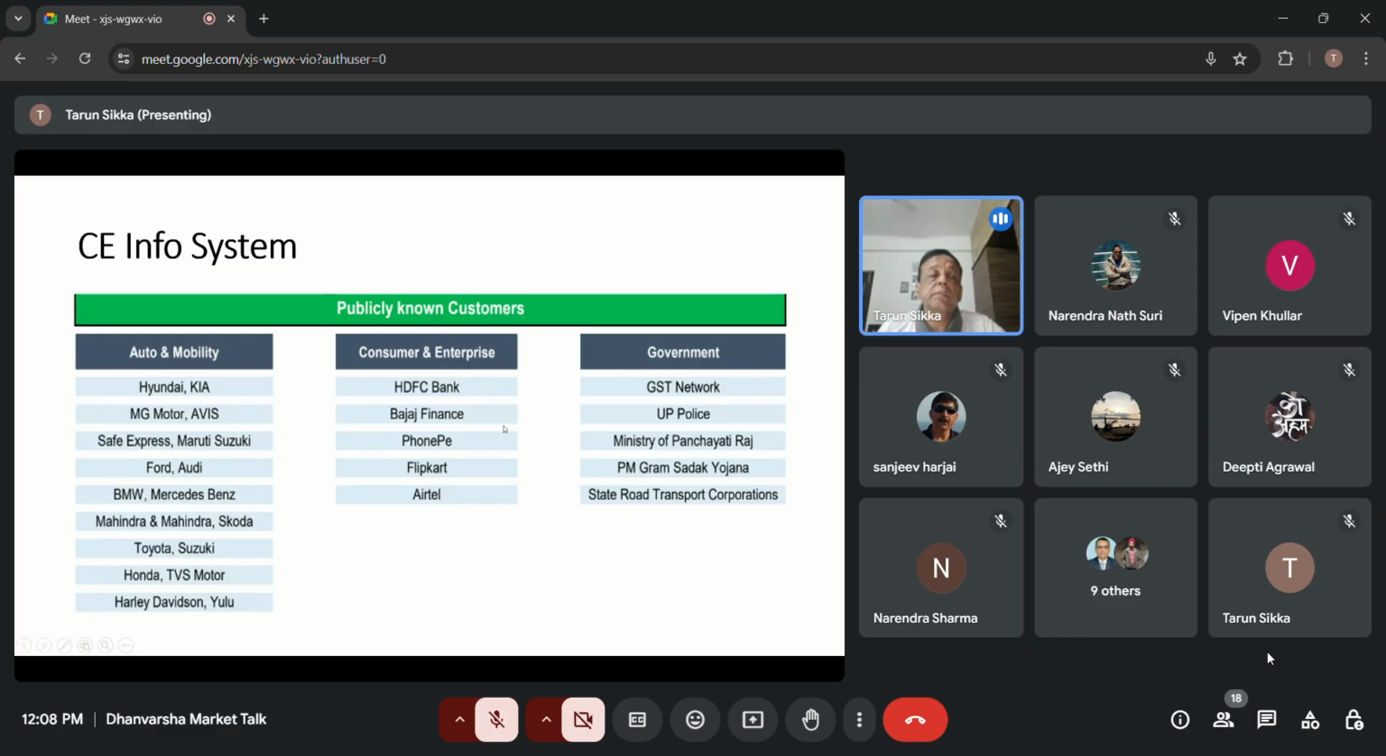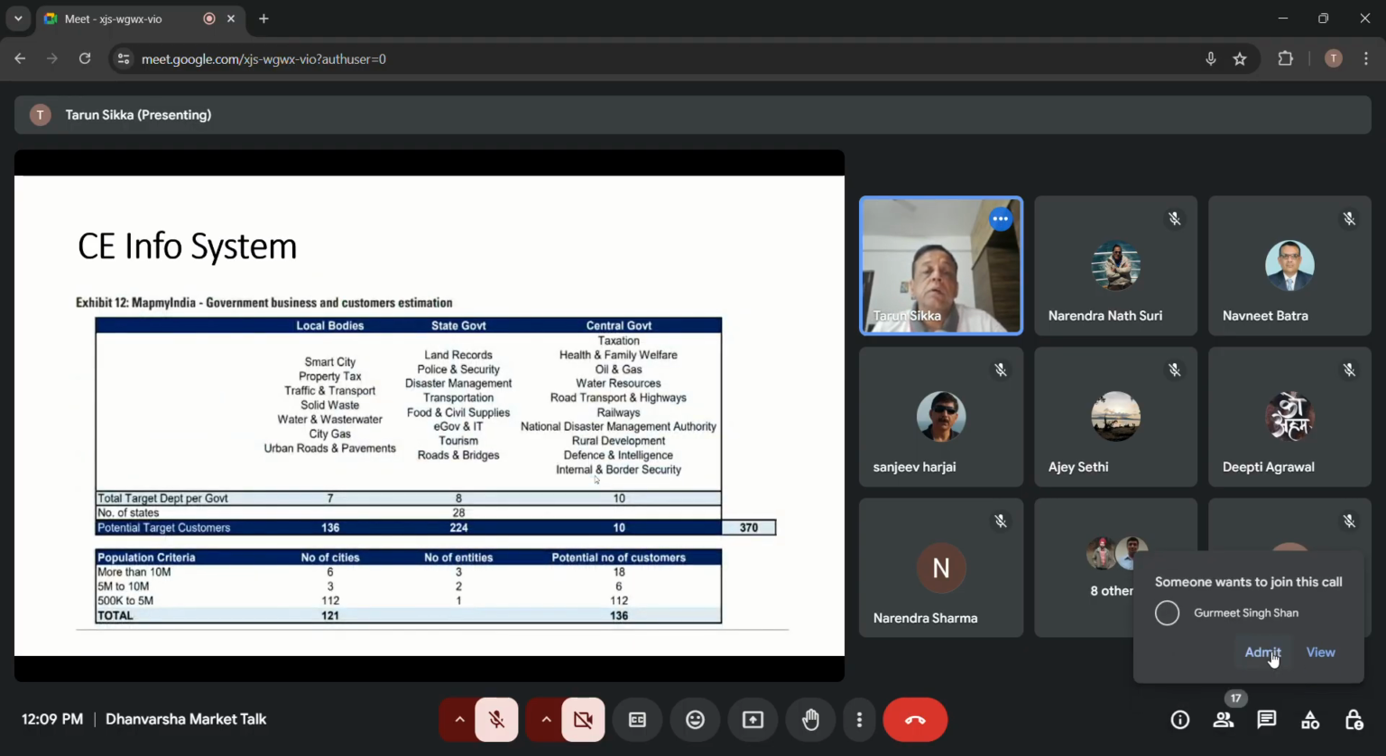They have publicly known customers. If you see auto: Hyundai, Kia, MG Motors, Safe Express, Maruti, Ford, Audi, BMW, Mercedes, Mahindra and Mahindra, Skoda, Toyota, Suzuki, Honda, TVS, Harley Davidson, Yulu. Consumer and enterprise: HDFC Bank, Bajaj Finance, PhonePe, Flipkart, Airtel. And government: GST Network, UP Police, Ministry of Panchayati Raj, PM Gram Sadak Yojana, State Road Transport Corporation. So, big field. This is like a shark in the ocean right now.